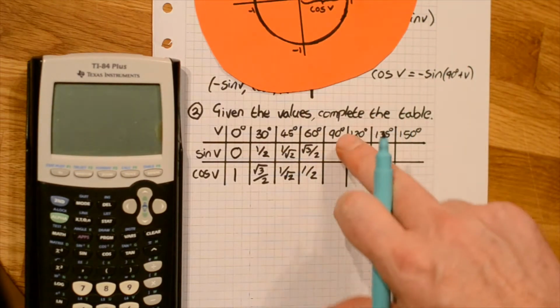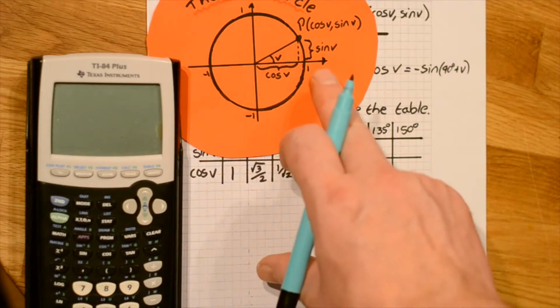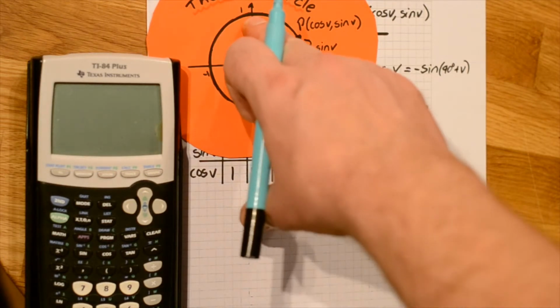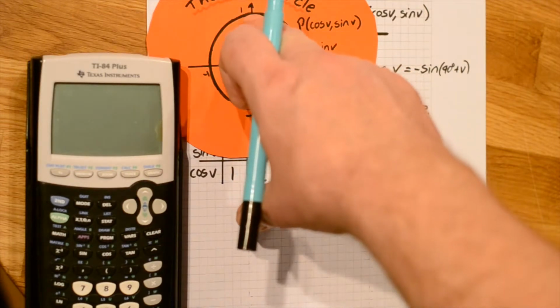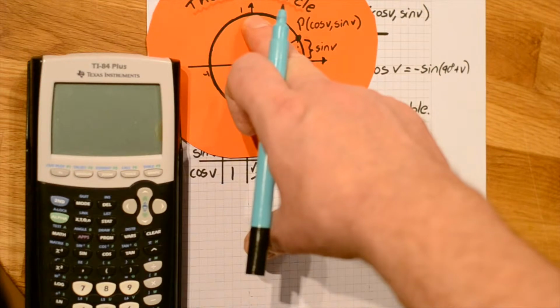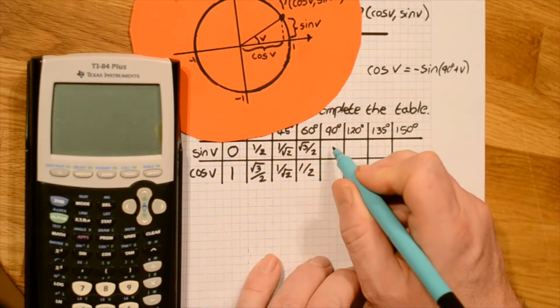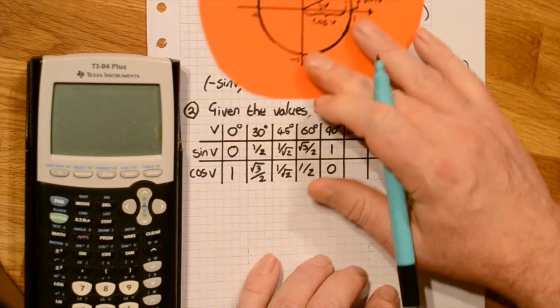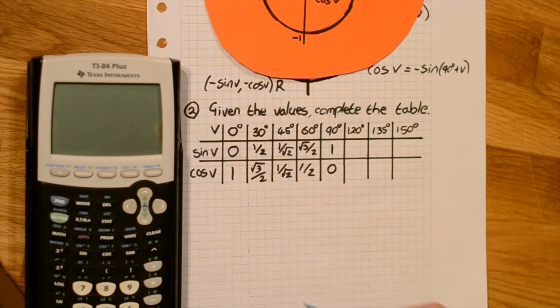We can use the same technique again over here at 90 degrees. 90 degrees is when we rotate up to this point. The coordinates of this point are 0, 1. The cosine value is 0, the x value is 0, the sine value is 1, the y value is 1. So this gives us 1, 0. Now we're going to need to use some diagrams to help us with these last few.